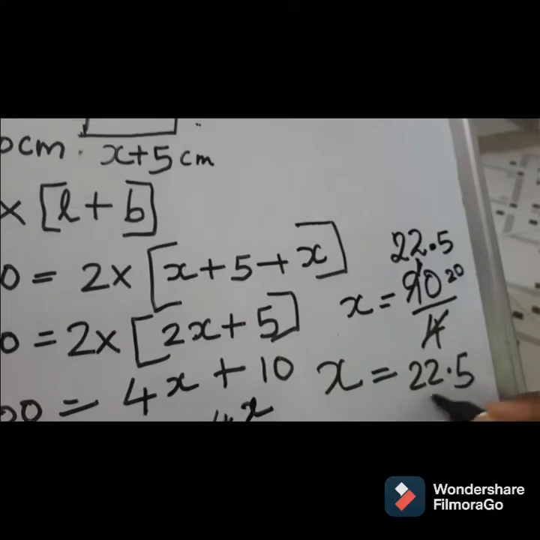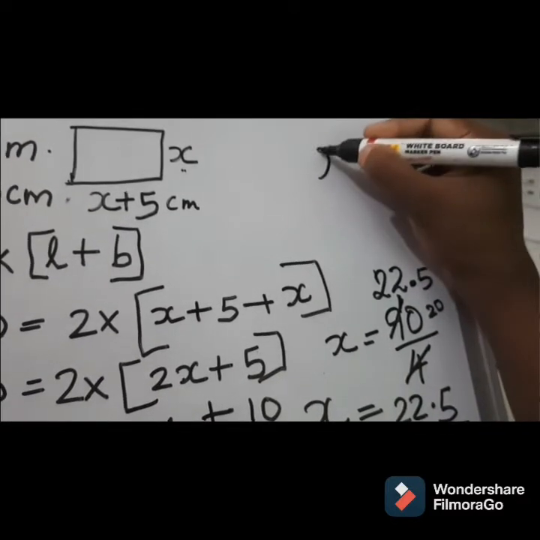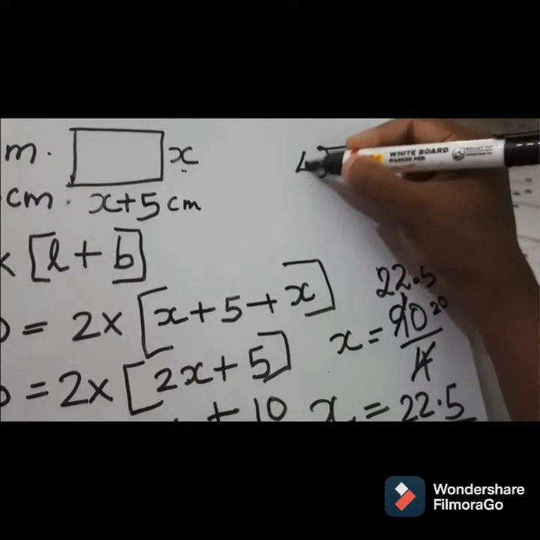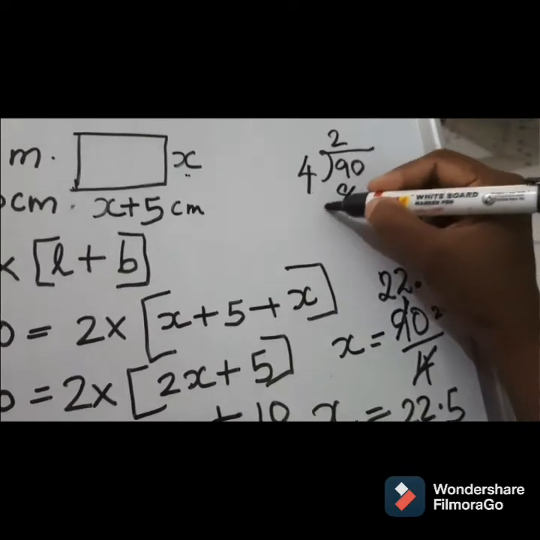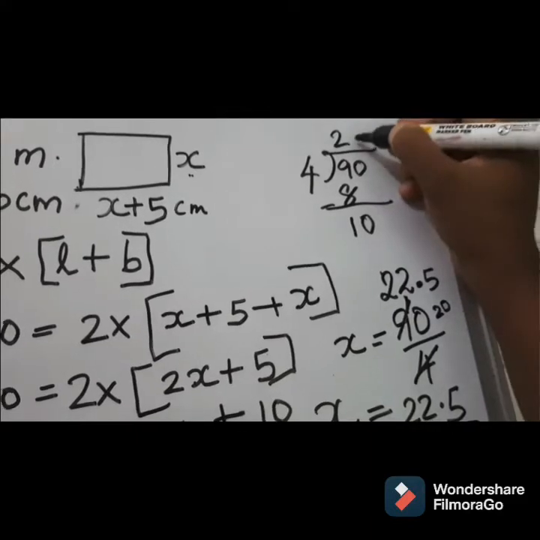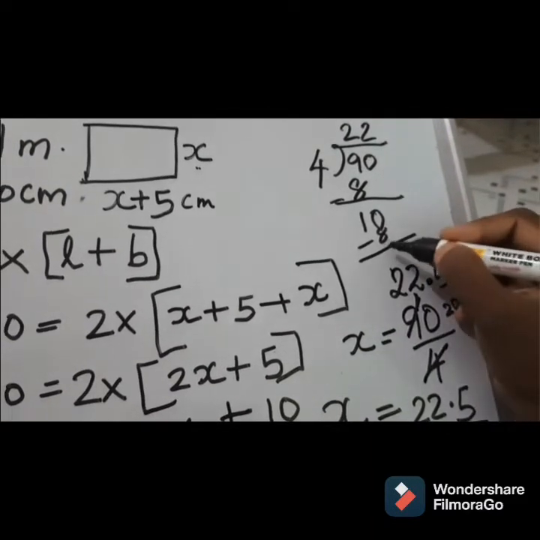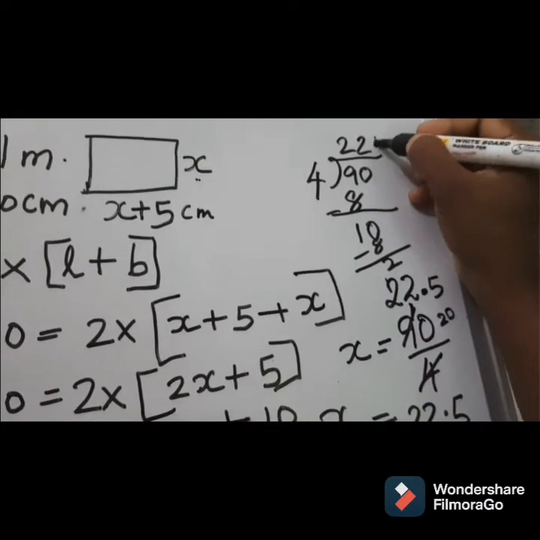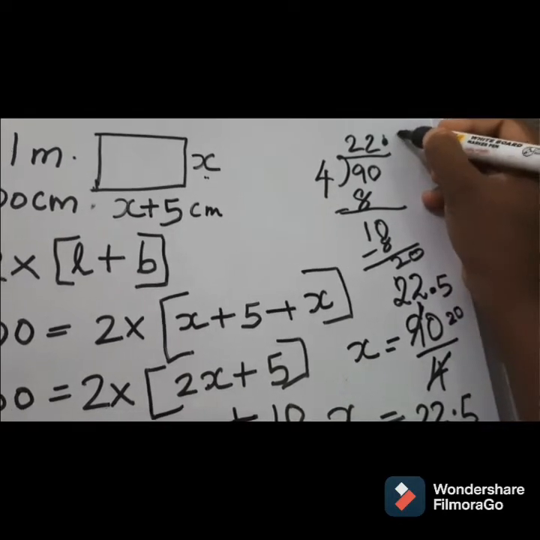That is 22.5. If you don't know how to divide in this way, we can divide like this. 90 divided by 4. So how many times? 2 times 8. Subtract, 1, 10. That is 2 times 8. Subtract, 2 will come. So 2 is not divisible, so we can put 0. Then 20, 5 times.